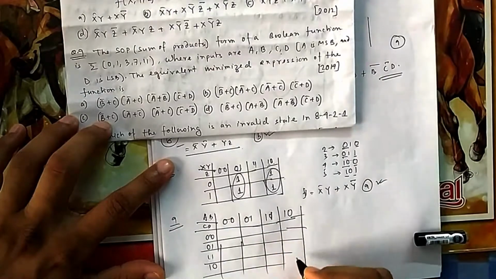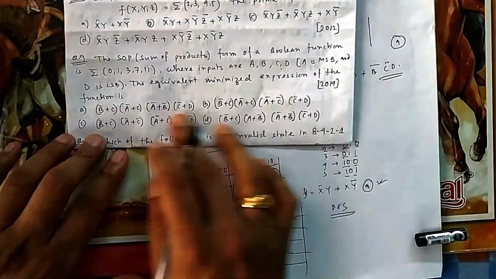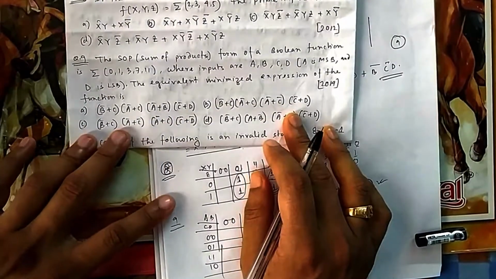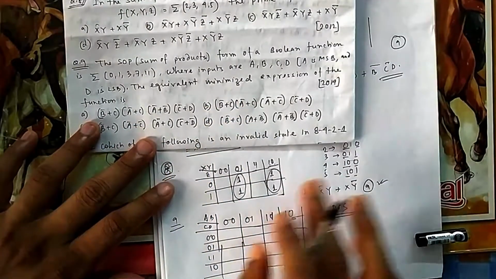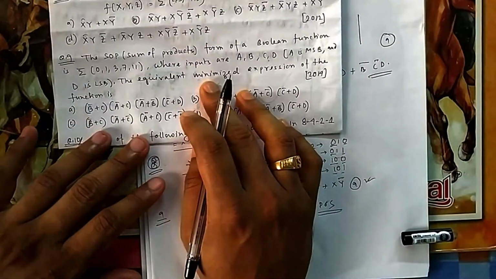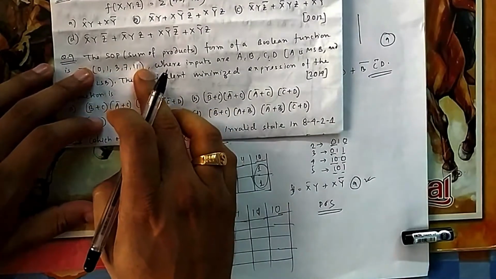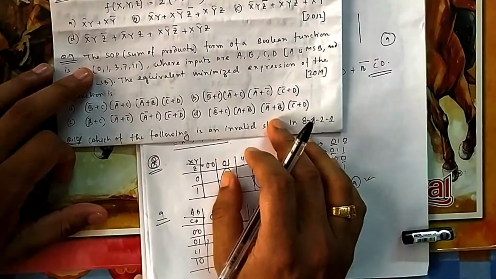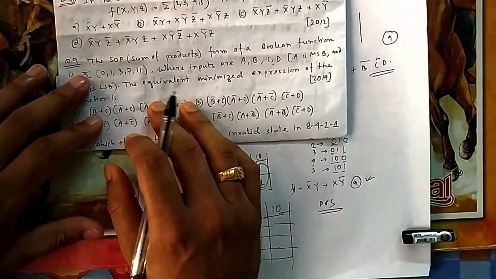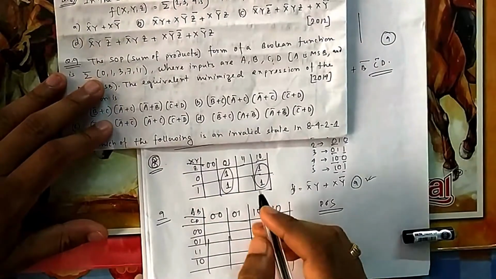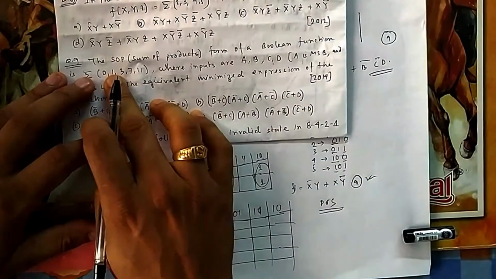so which positions they have given 1, because I need POS, here you need POS. You see the options, from options you can see you need the POS. So if you write for SOP, and they are saying minimized expression, so K-map will give me direct minimized expression. Had they not told me minimized expression, I can directly write from here which positions are zero. That zero positions I will write, that will give me POS, because POS will take zeros.